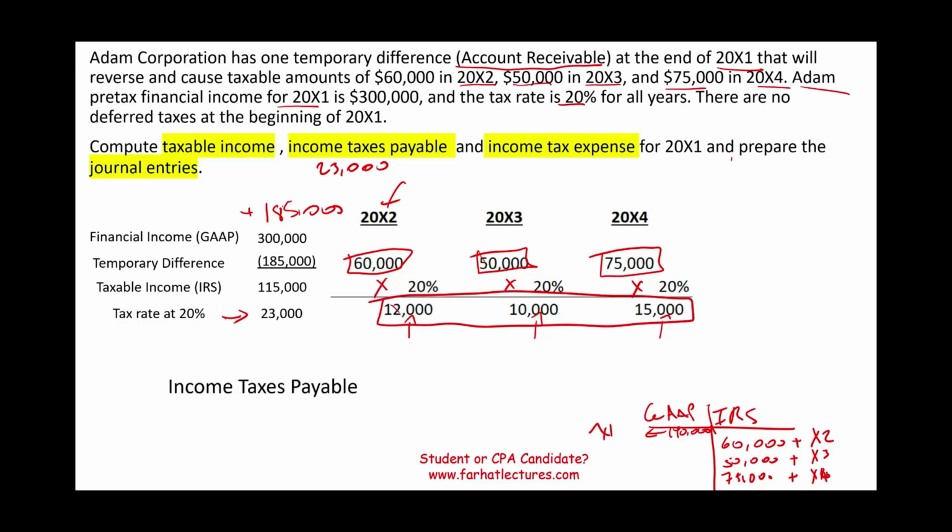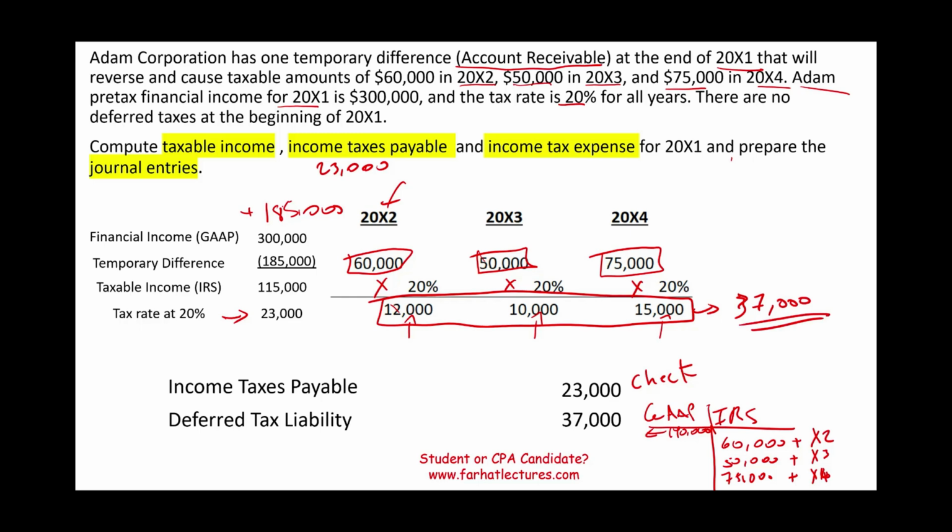Let's start with the journal entry. Always start with how much we have to pay now, which is 23,000, the check that we have to write to the IRS today. Then we already computed the deferred tax liability of 37,000. This is how much we will be responsible for in the future. All we have to do now is compute income tax expense. So taxable income is 115,000. We computed this. Income taxes payable 23. We are left with income tax expense.